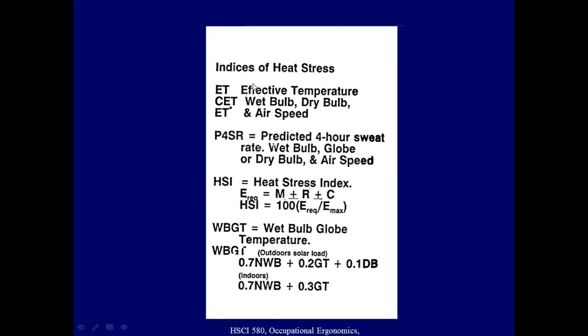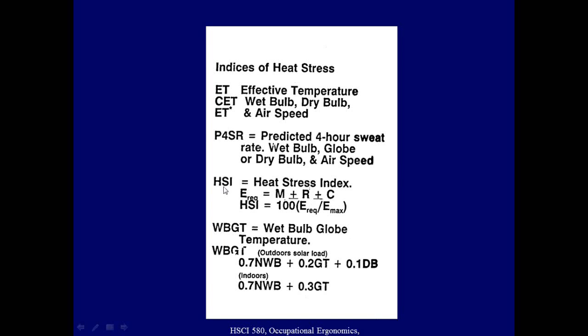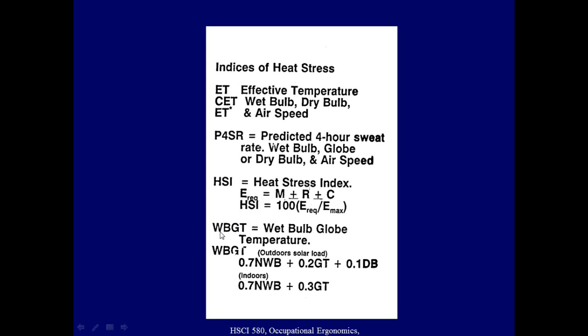So indices of heat stress, there are four: effective temperature, predicted 4-hour sweat rate, heat stress index, and wet bulb globe temperature. The effective temperature, there are modifiers here: corrected effective temperature and effective temperature prime. Don't be concerned about that. You can look them up in tables that make correction factors. This is mostly used for indoor air quality kinds of surveys. If the air is too dry, static discharge or dry eyes, things of that nature. Or if it's too high, then you have mold issues.